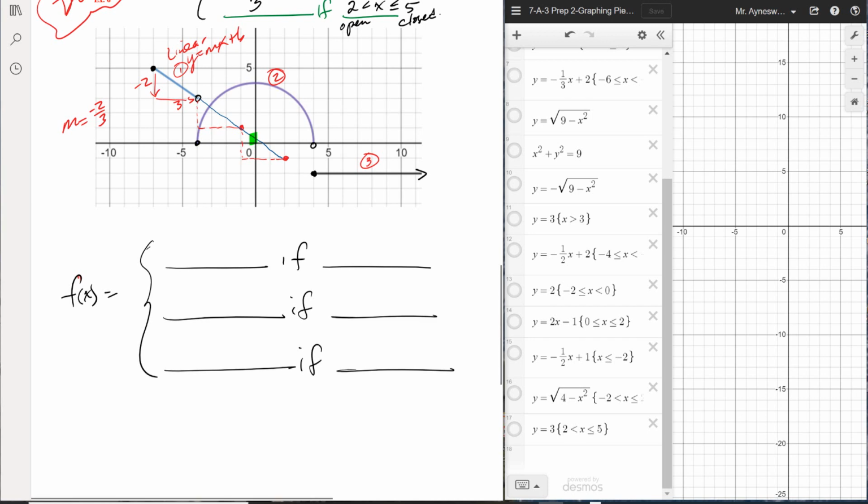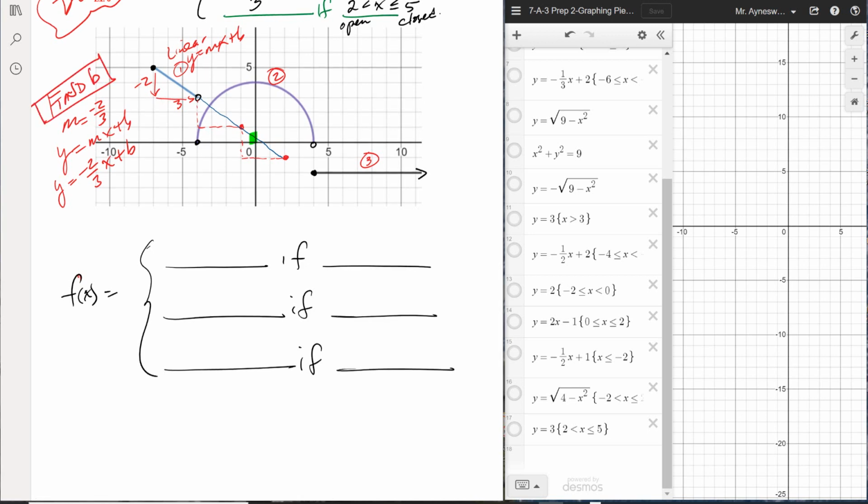So I can do this multiple ways. If you use this function right here, y equals m times x plus b, we know the slope is negative 2/3, so I'm going to substitute that in. And so I need to find b. Okay, I got to find the y-intercept.